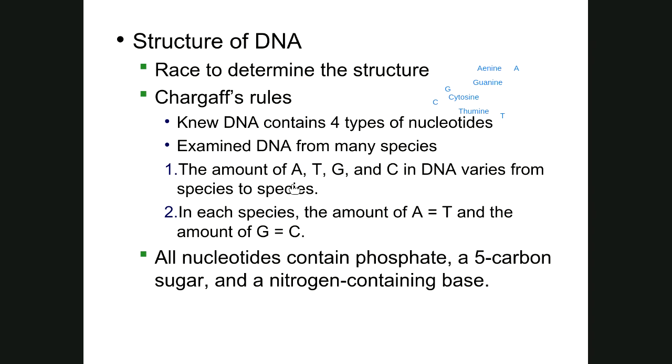The second point: in each species, like I am one of the species, one student is another species, the third student is another species, the fourth student is another species. So every species is different, although we are all human beings. So in each species, the amount of A is equal to T. What does it mean?